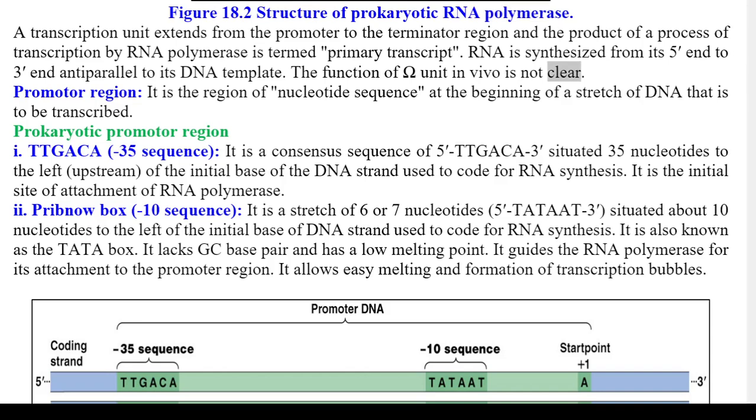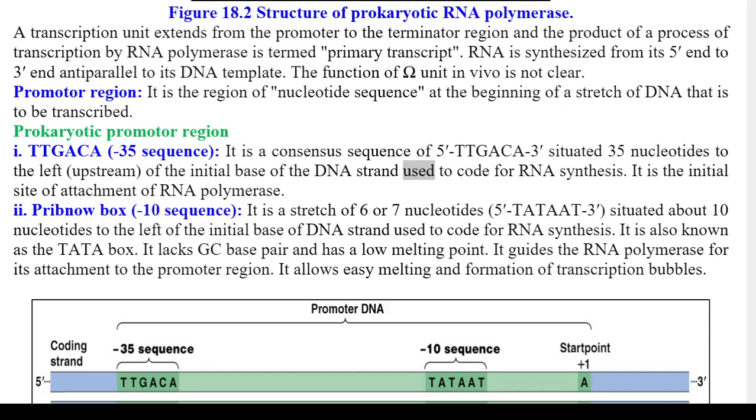Promoter region. It is the region of nucleotide sequence at the beginning of a stretch of DNA that is to be transcribed. Prokaryotic promoter region. 1. TTGACA, the minus 35 sequence. It is a consensus sequence of 5' TTGACA 3' situated 35 nucleotides to the left, upstream, of the initial base of the DNA strand used to code for RNA synthesis. It is the initial site of attachment of RNA polymerase.